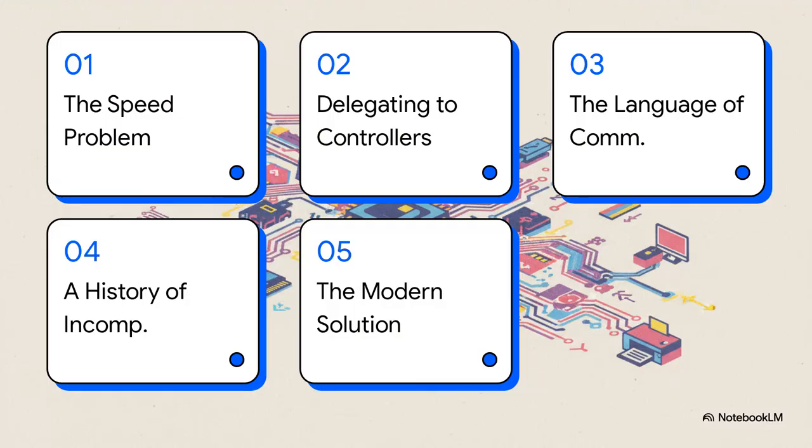So here's how we're going to break it down. First, we'll look at the fundamental speed problem. Then, we'll dive into the clever solution of delegation. After that, we'll explore the actual language computers use to talk to each other, which leads us to a chaotic time in history when nothing was compatible. And finally, we'll see the modern system that makes everything just work.